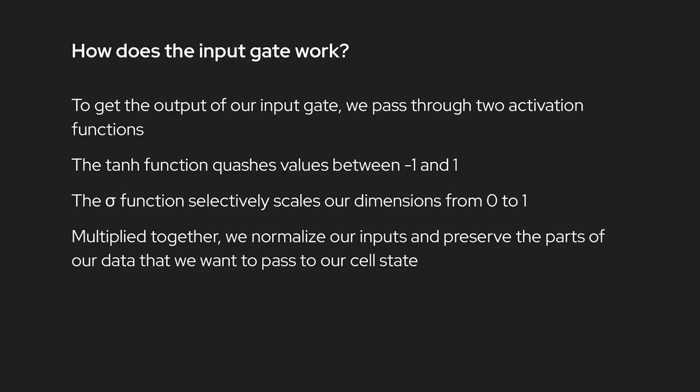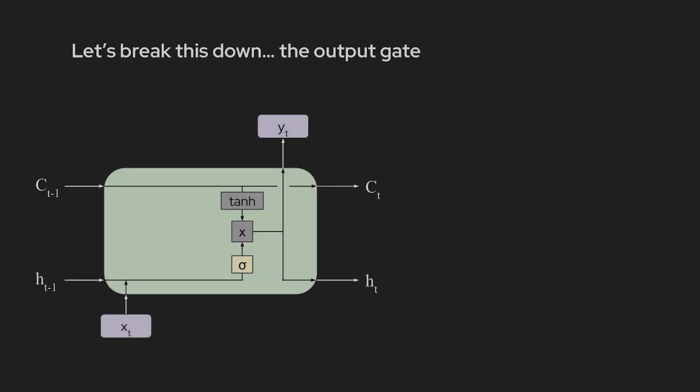We can calculate CT from these two gates. From the formula, we see that CT equals CT prime from our forget gate plus capital IT, which is the output of our input gate. We've updated our cell state to pass to the next time step, but we still need to update our hidden state and generate our output.